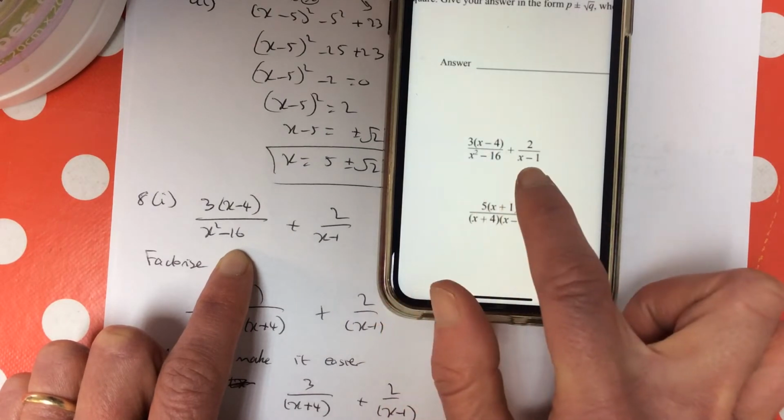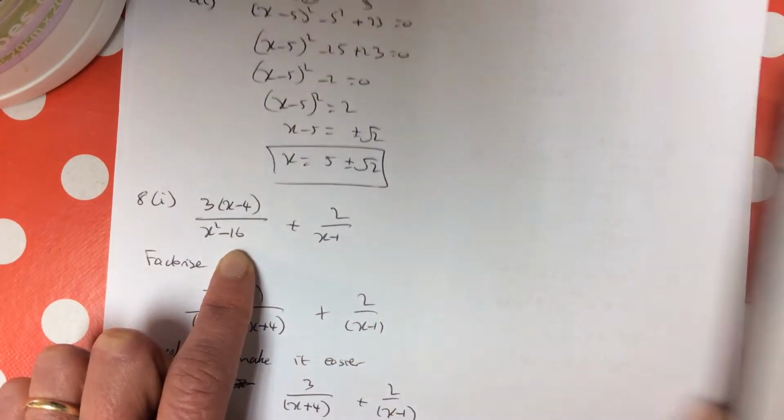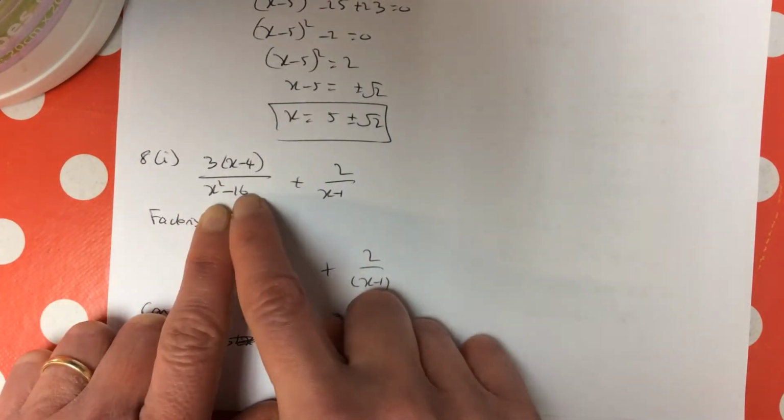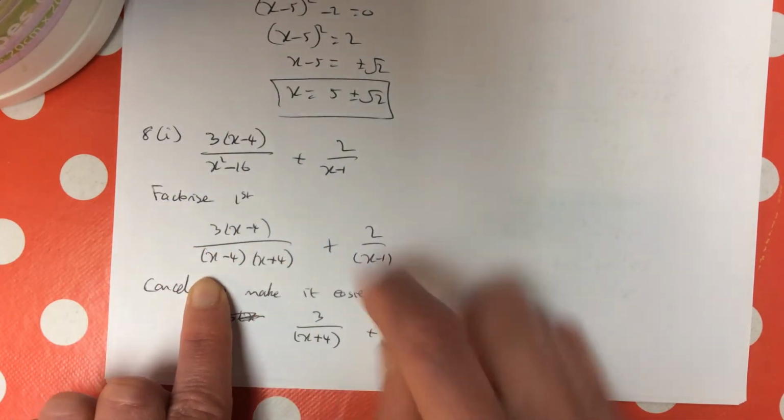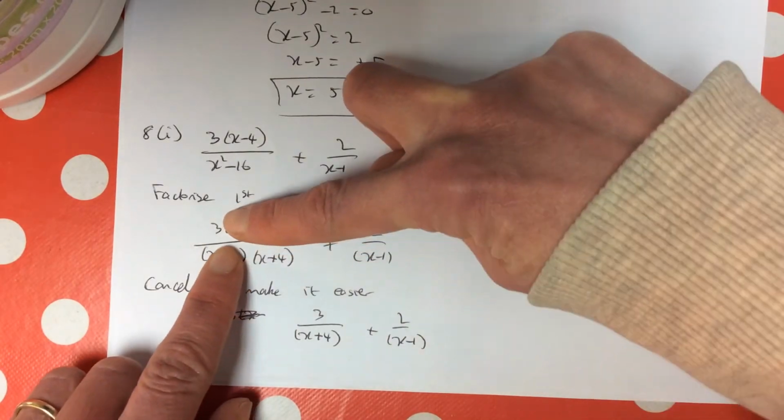Right, your fractions. So remember what we said about fractions. You factorise first. That's a difference of 2 squares, so it goes (x minus 4)(x plus 4). Notice them 2 cancelled off to make it easier.